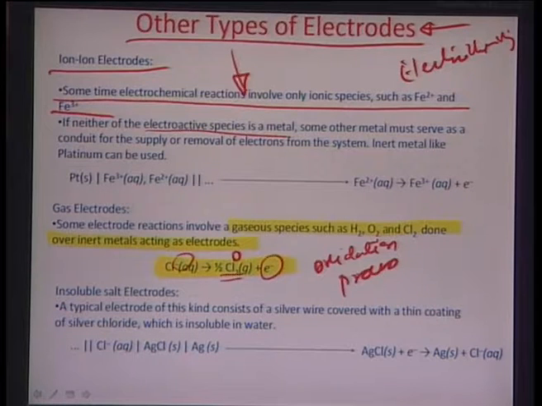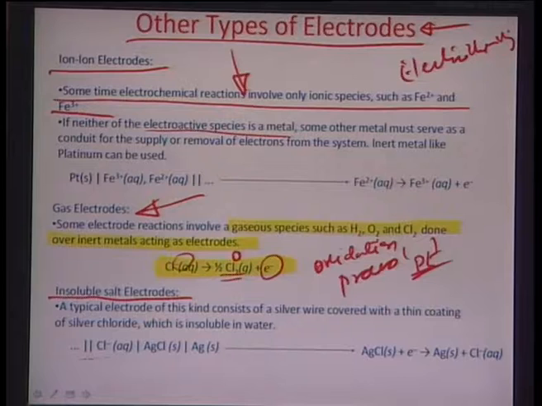Some materials like platinum are again used as a conduit for electrical activity or for promoting connections between two or more cells, but the material itself is inert and it does not participate in the electrochemical reaction or the electrochemical process. Another form of electrode here is the insoluble salt electrode.